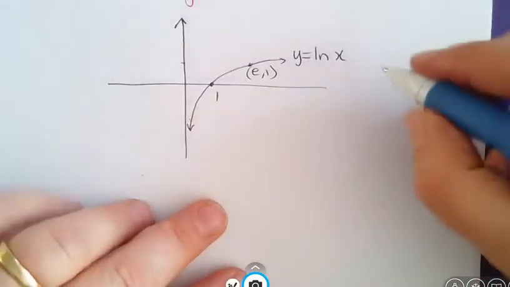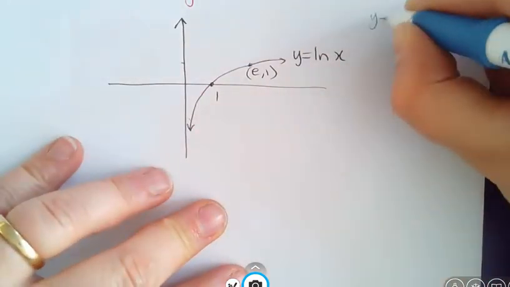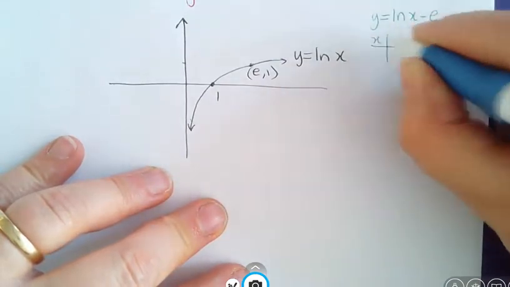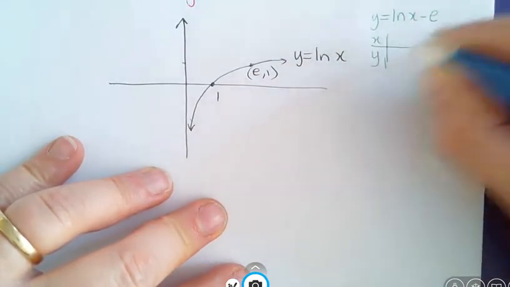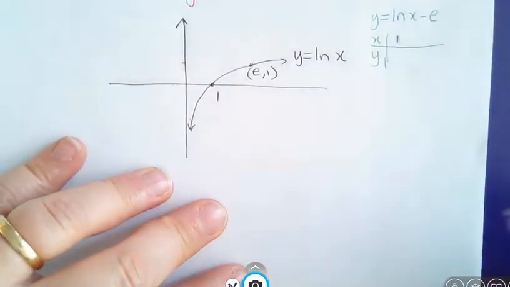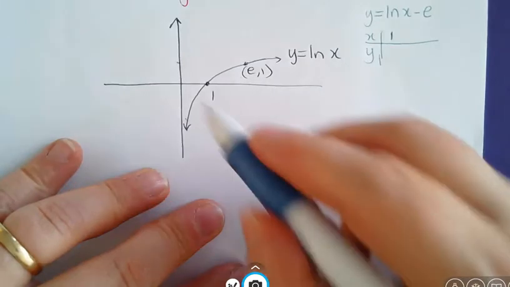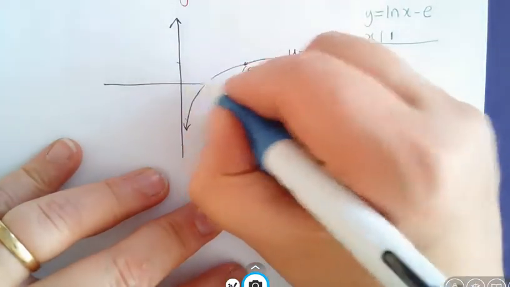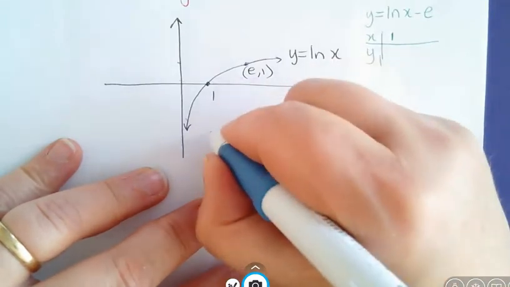Now I want to do y equals ln x minus e. So my table of values, all right, just do your same x values. When x is 1, what do you get? So I had 1. Don't I just move down e from there? This is the point 1, 0. What is the new point?